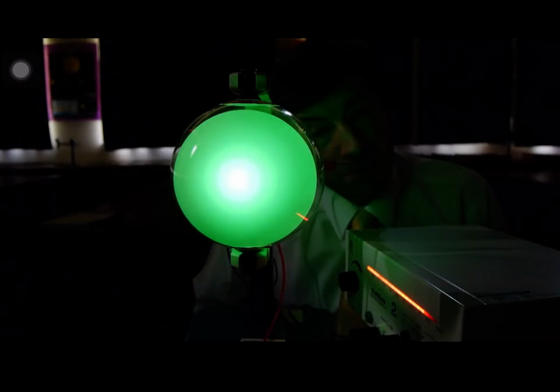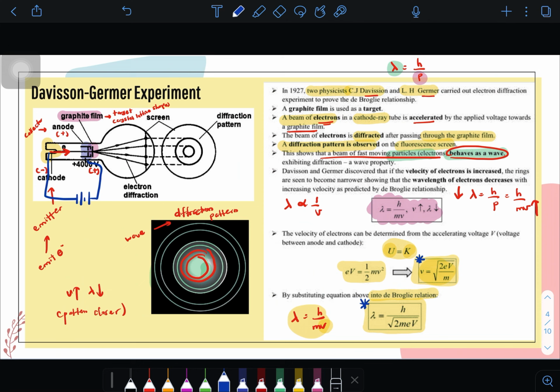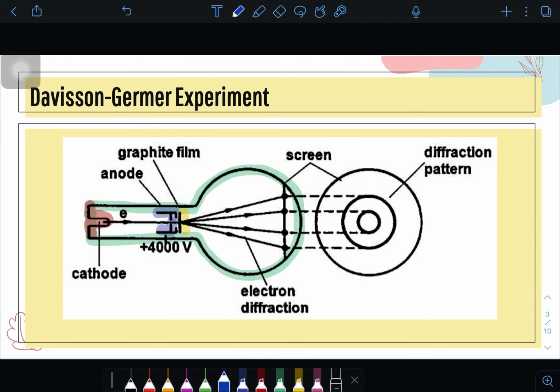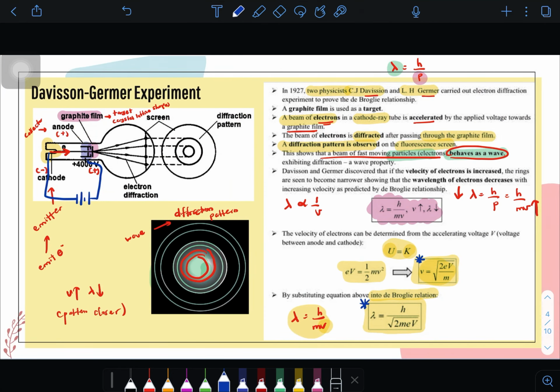So, it proved that Davisson and Germer buat eksperimen yang electron as a particle do have a wave property sebab dia shows a diffraction pattern. Right? So, bila dia naikkan dia punya voltage, dia nampak pattern yang lagi rapat. Okay, so that is the first part in your 10.2 electron diffraction. Okay, for example, soalan minta you lukis untuk Davisson and Germer, you can draw this kind of setup. Alright, so that's for the first one, and I will explain to you for the electron microscope.